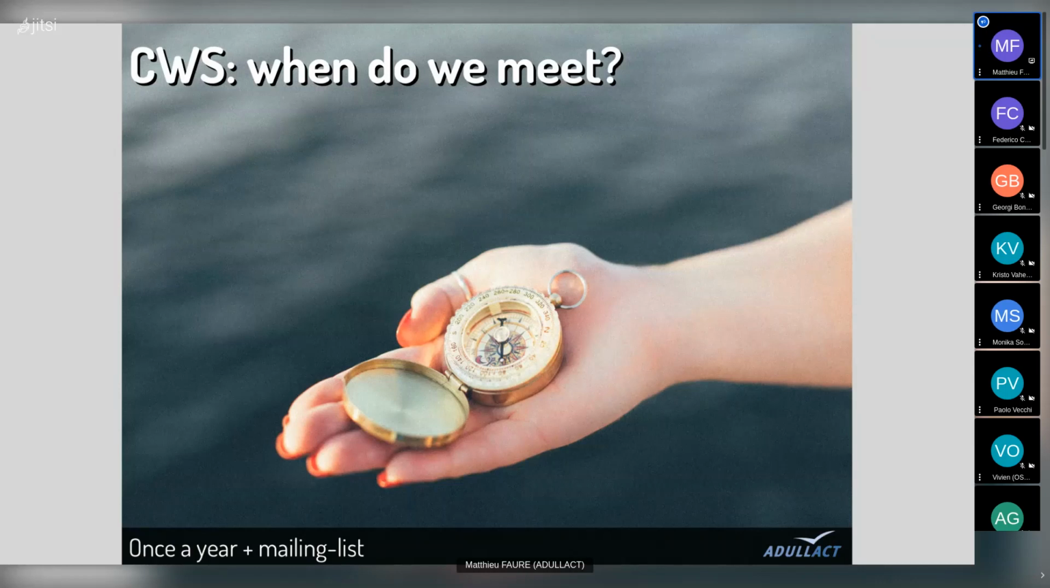And on top of this meeting, there is another point, which is having the mailing list. The mailing list is here to help keep contact between the members, to make announcements or to share various information. So you have a hot meeting, which is the annual meeting, and a cold link, which is the mailing list.